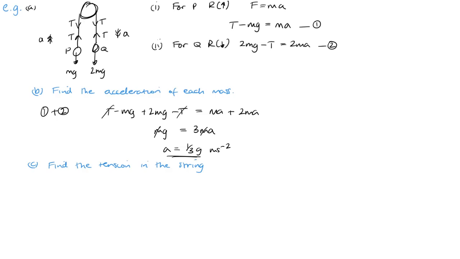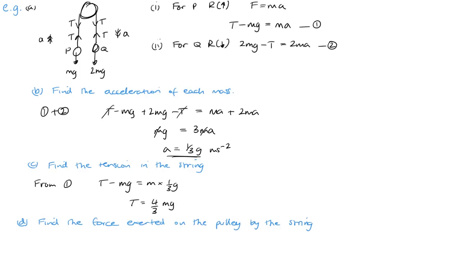Now, part C is find the tension in the string. So now we can use our equations. So from 1, we've got T minus mg equals m times 1/3 g. So that's T equals 4/3 mg.